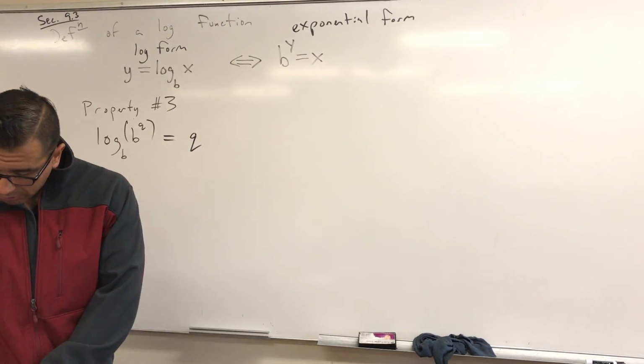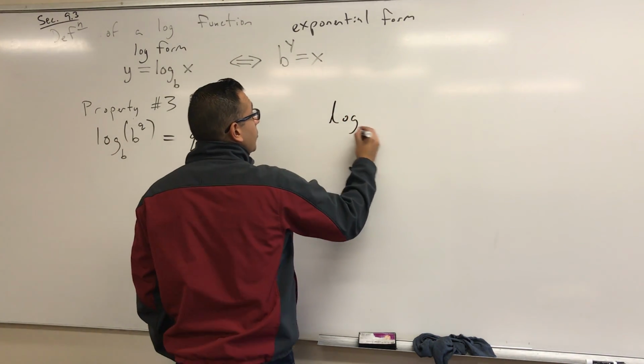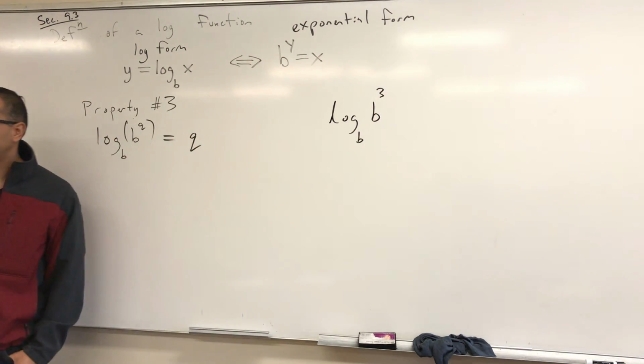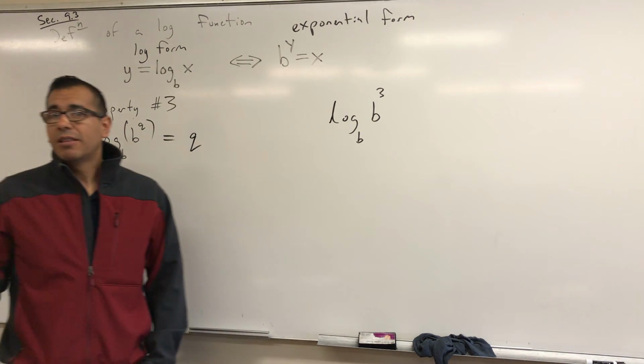Let me show you how we're going to see this in the homework. Let me just pick one real fast. In the homework, you'll see some questions that look like this, and they'll say evaluate. And what do you see happens to the b's? They cancel out, and you're left with 3.